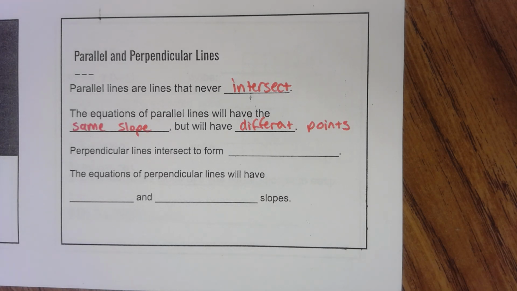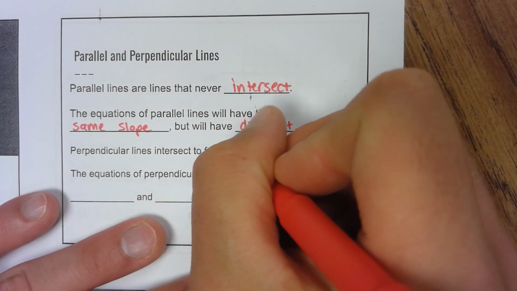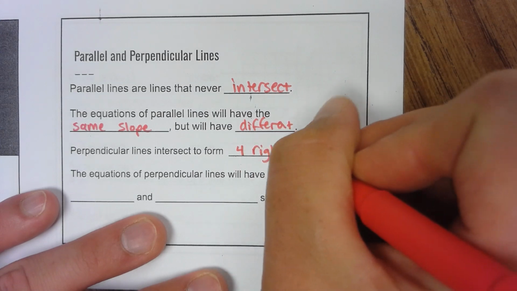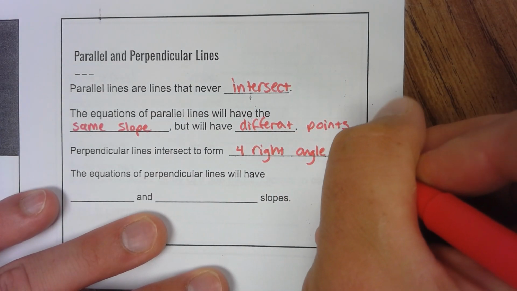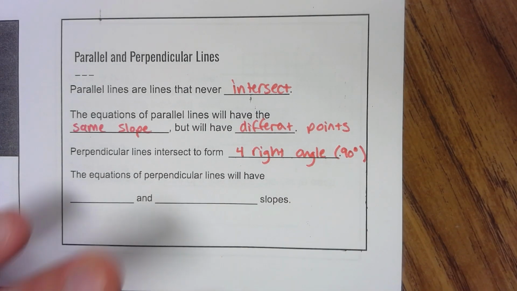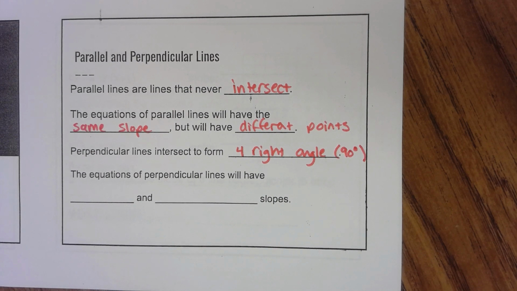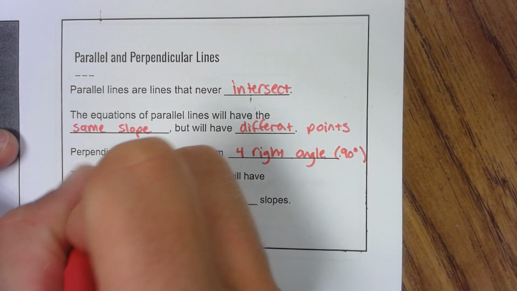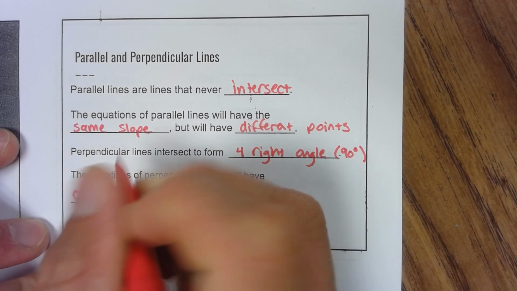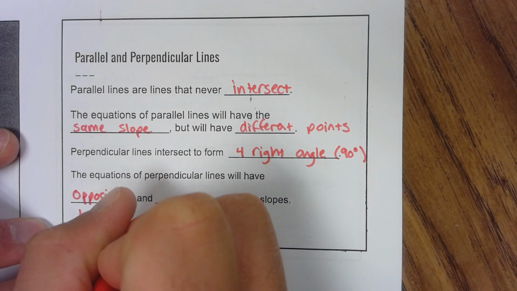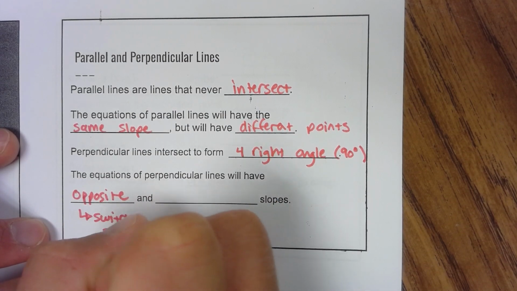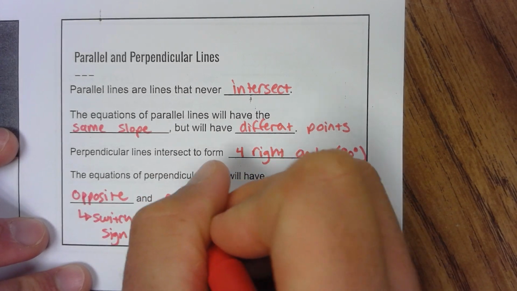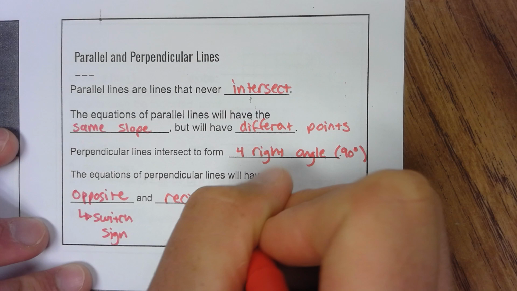Now, perpendicular lines intersect to form four right angles. A right angle is one that measures 90 degrees. If you don't know what I mean by that, don't worry, that's something you'll get into more when you take geometry. For now, just know that it's a special relationship between two lines. For perpendicular slopes, there are two things we need to do. We need to take the opposite, and when I say opposite, that means change the sign. So switch the sign, and then they have reciprocal slopes.